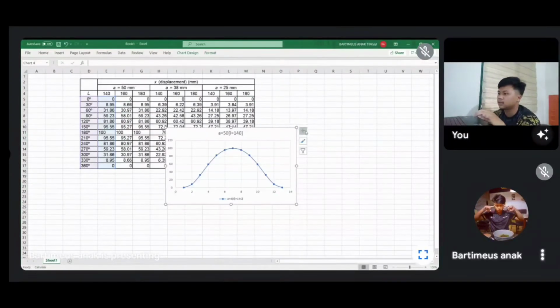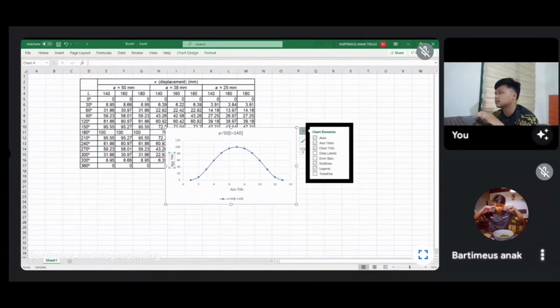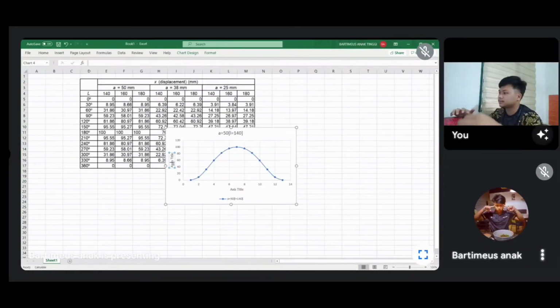And then we add the axis title. So this is X. The x axis is reading, and the y axis is displacement. Okay, so this is how I made the graph.